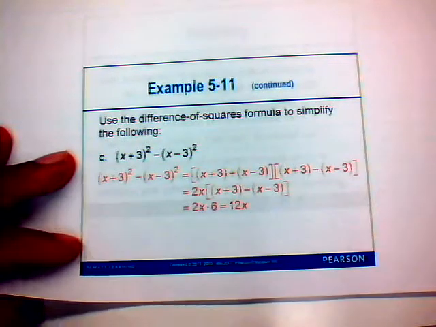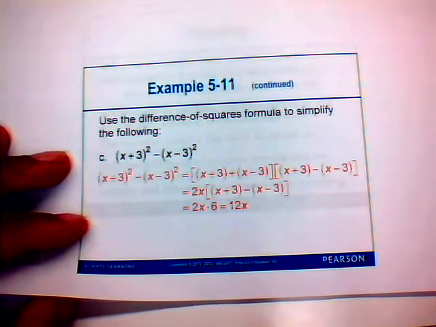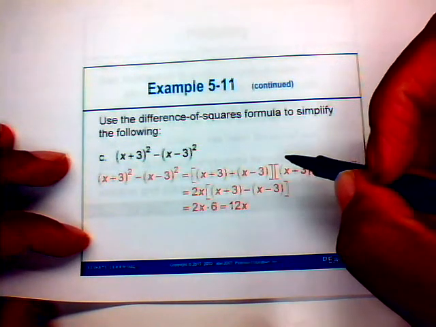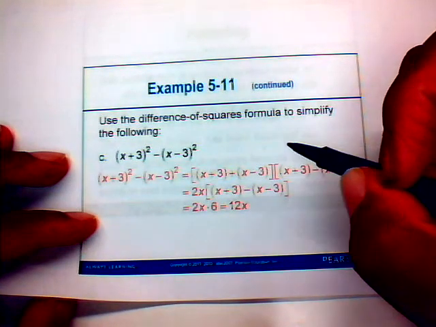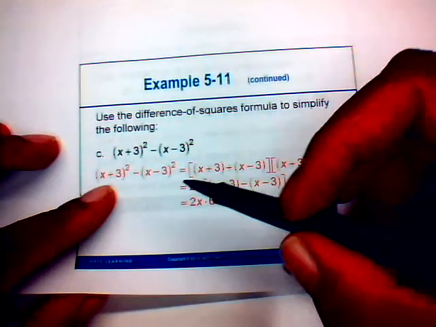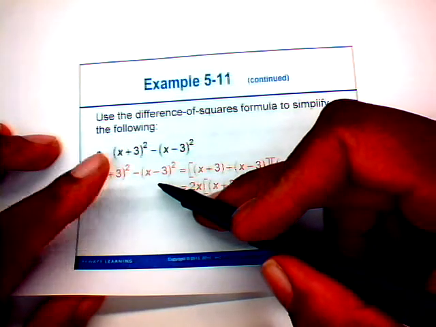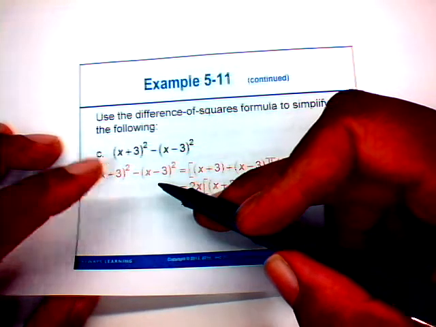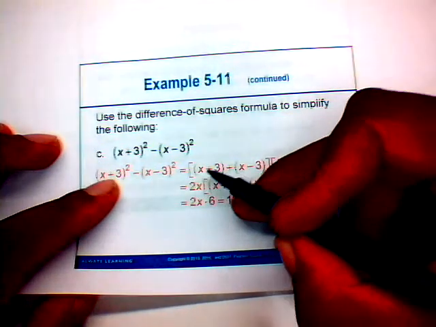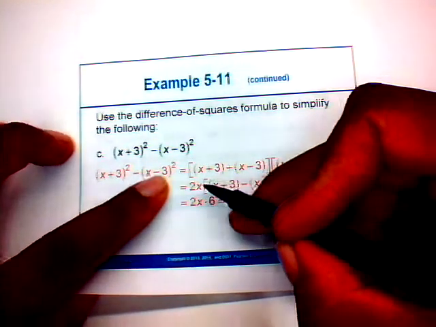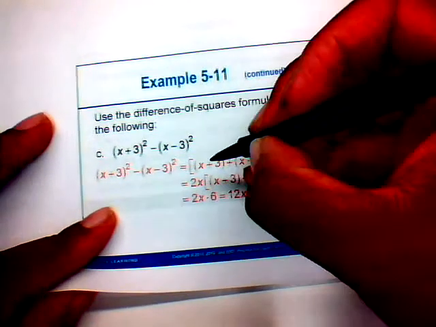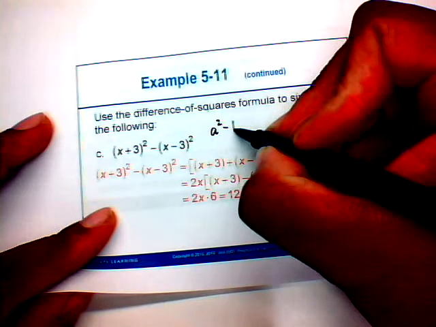Here's another example. Here you're using the differences of squares formula to simplify x plus 3 quantity squared minus x minus 3 quantity squared. So here we got the square of the first term and the square of the second term. That first term was x plus 3, and then the second term was x minus 3, because we already got a squared minus b squared.